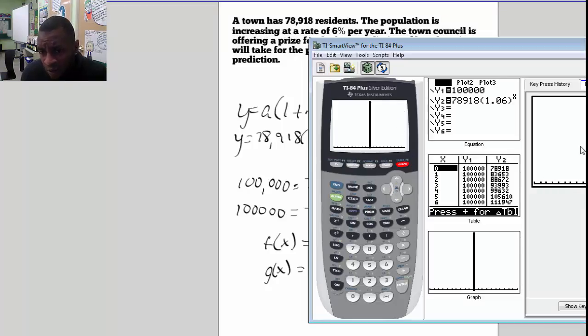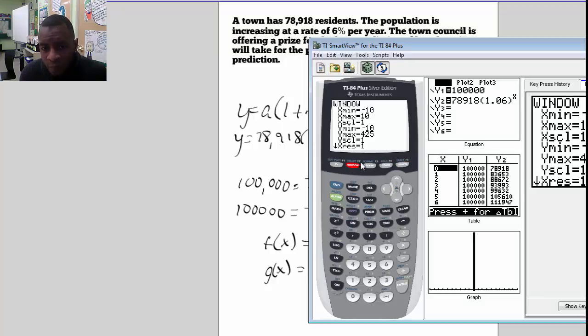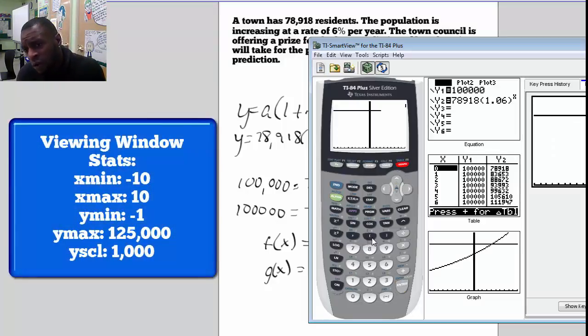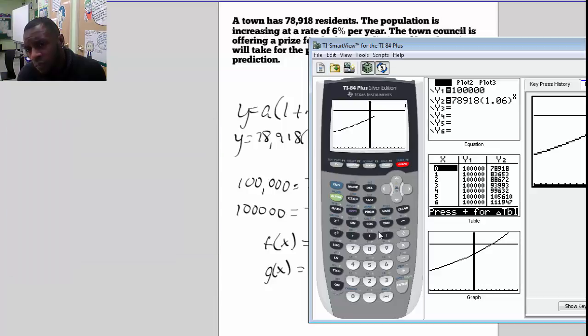All right, and so now here I don't see anything, so I know I must change my window. We want our x max to stay with 10, but we want to change our y min and y max. So let's change our y min to -1. And our y max, we know we must be above 100,000, so let's do 125,000. And let's change our scale to increase by increments of 1,000. Okay, press enter, and then let's graph and see what we have. Okay, and so now we see our graph of both of our functions.